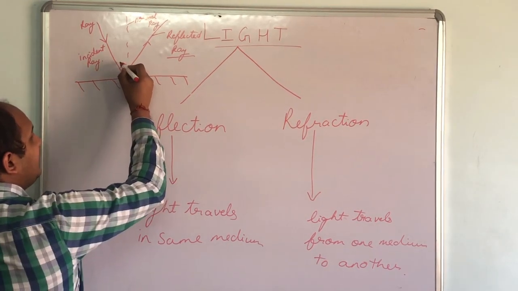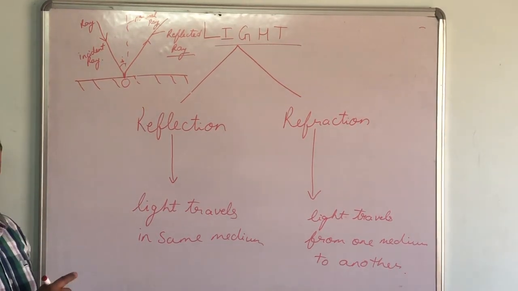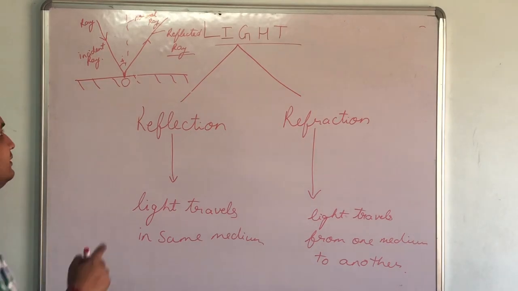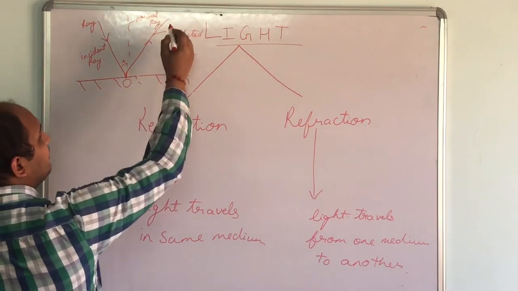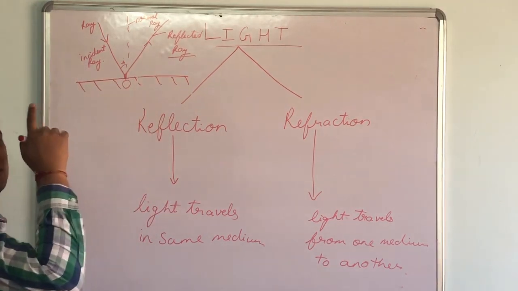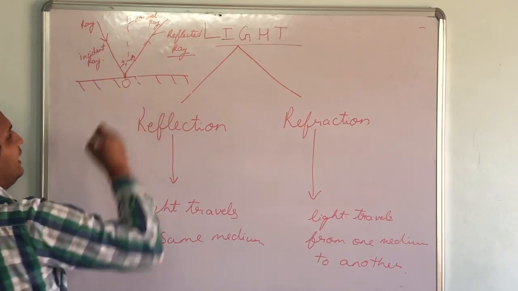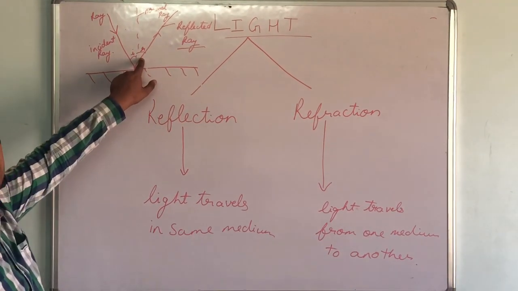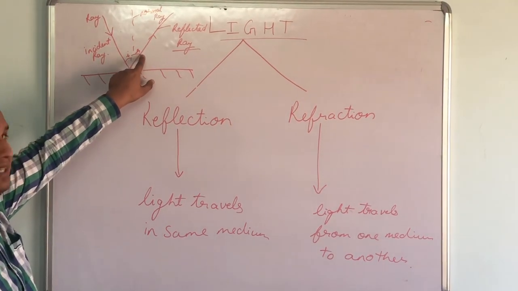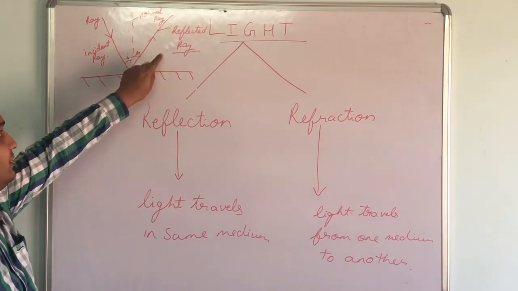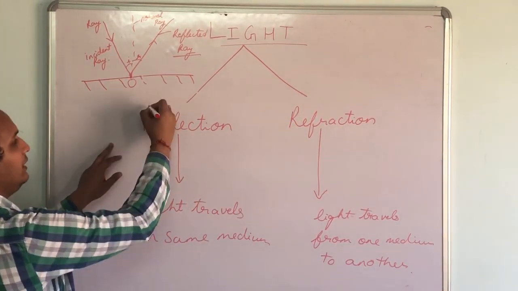So it is making an angle I with the normal ray. This angle I is known as the angle of incidence, and after striking this surface at point O, it is reflected back in the same medium at the same angle. That is angle R. This angle R is known as the angle of reflection. There are two words, reflection and refraction. We are talking about reflection.